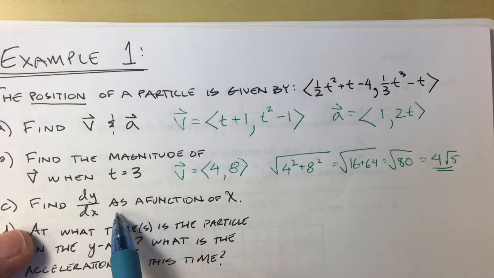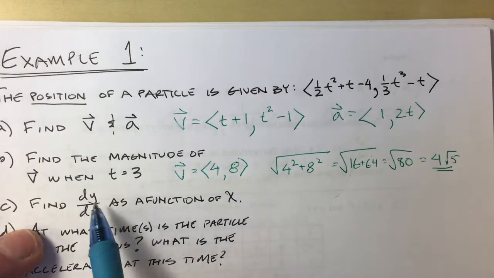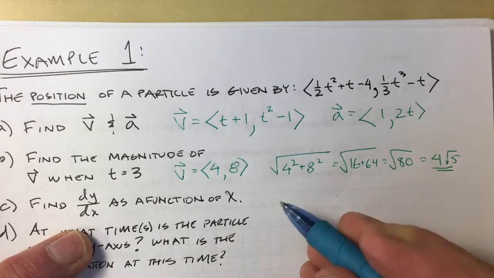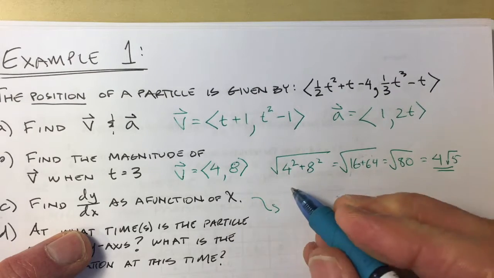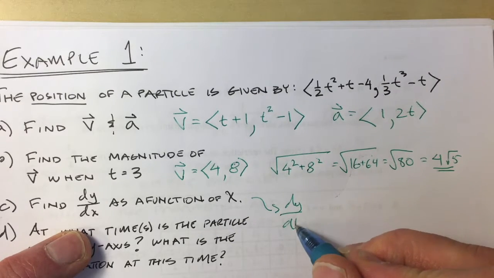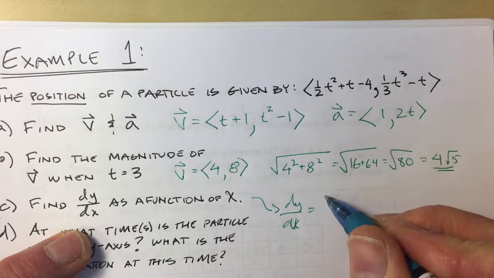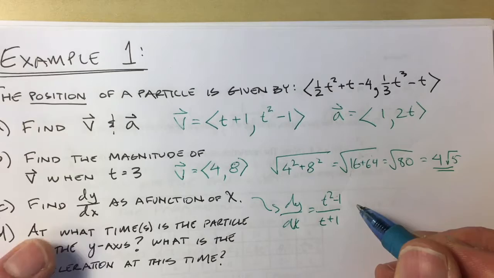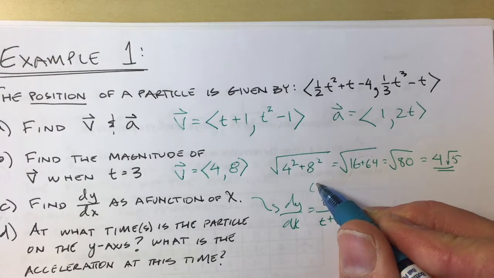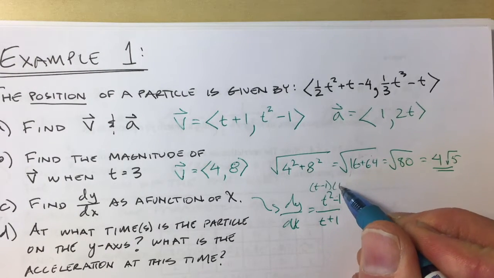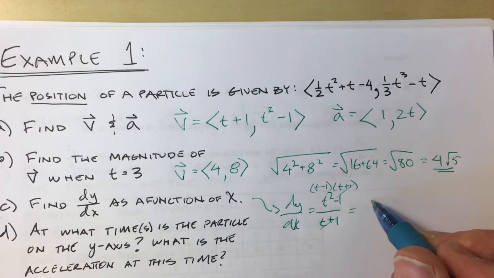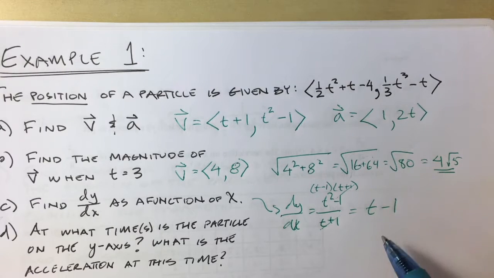Find dy/dx, but now as a function of x. It's simply done with dy/dx as a function of t. I'll start there. dy/dx will then be (t squared minus 1) over (t plus 1). This I can factor to be (t minus 1) times (t plus 1) when I break that down, and then the t plus 1's cancel, and I'll get t minus 1. However, I'm not done because I need it to be a function of x.